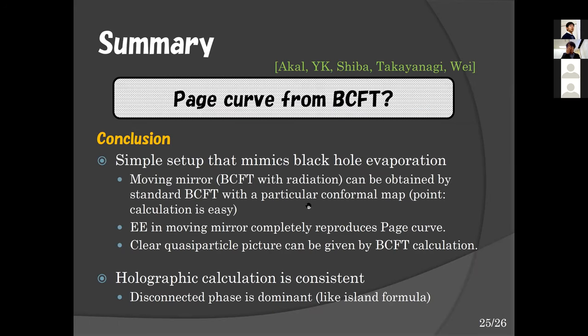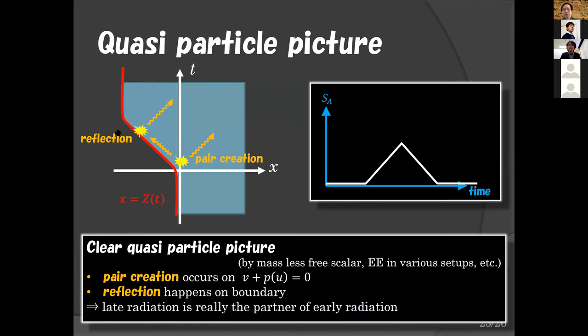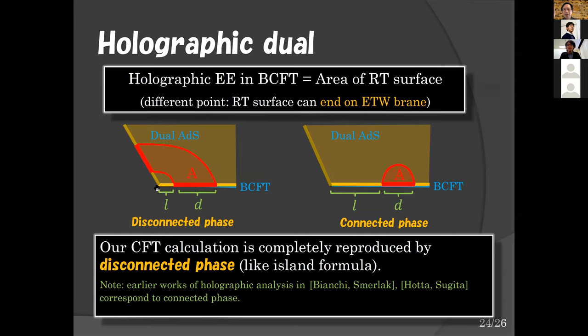Yeah, I see there is one question. Okay. So in the previous slide, could you tell me the location of a moving mirror in this picture? Oh, this is the boundary, the moving mirror. Oh, really? So you are considering a junction between the end of the world brane and the BCFT brane. This is just the BCFT, and this endpoint is just the boundary of this. But the end of the world brane is AdS, not?